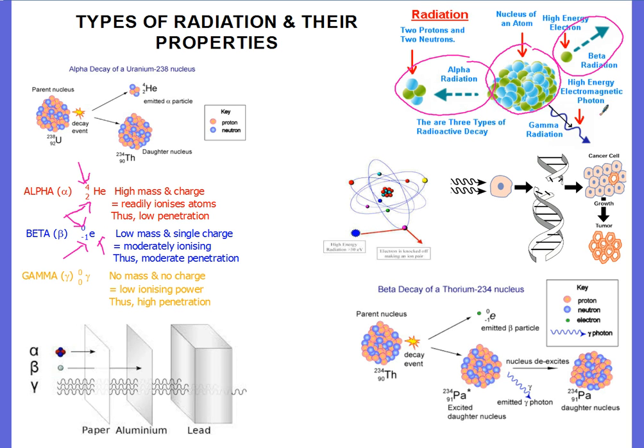The third type of nuclear radiation is a gamma ray. It's a high-energy EM radiation beam coming out of the nucleus. Because it's EM radiation, it's got no mass, it's got no charge, its symbol is 0, 0, gamma.